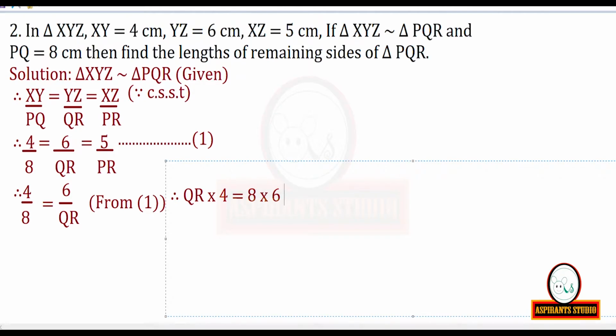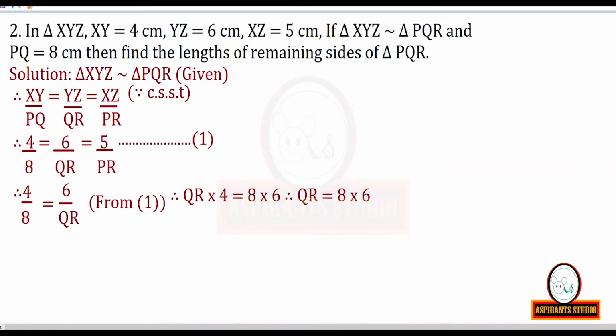Therefore QR will be equal to, take 4 to the other side. The operation multiplication will become division when you take it to the other side of the equal to sign. So QR will be 8 multiplied by 6 upon 4. 8 sixes are 48 upon 4. Find out the value and write. 48 upon 4 is 12 and the unit is centimeters. Therefore, length of QR is equal to 12 centimeters.